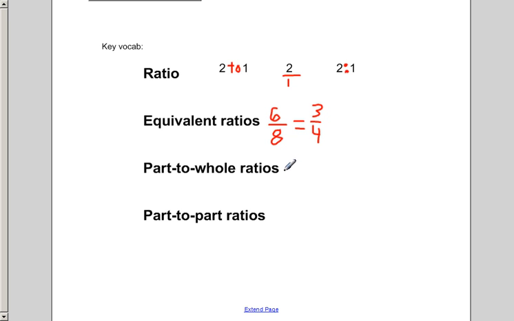Now a part-to-whole ratio compares the part to the whole, as it says, so it might be the number of boys to the number of students. The boys would be the part, and the students would be the whole. Or girls would be the part, and the students would be the whole. Or it might be the number of wins to the total games played, number of losses to the total games played, etc. Part-to-part ratios compare both parts of the whole. So that would be boys to girls, or wins to losses, or heads to tails.